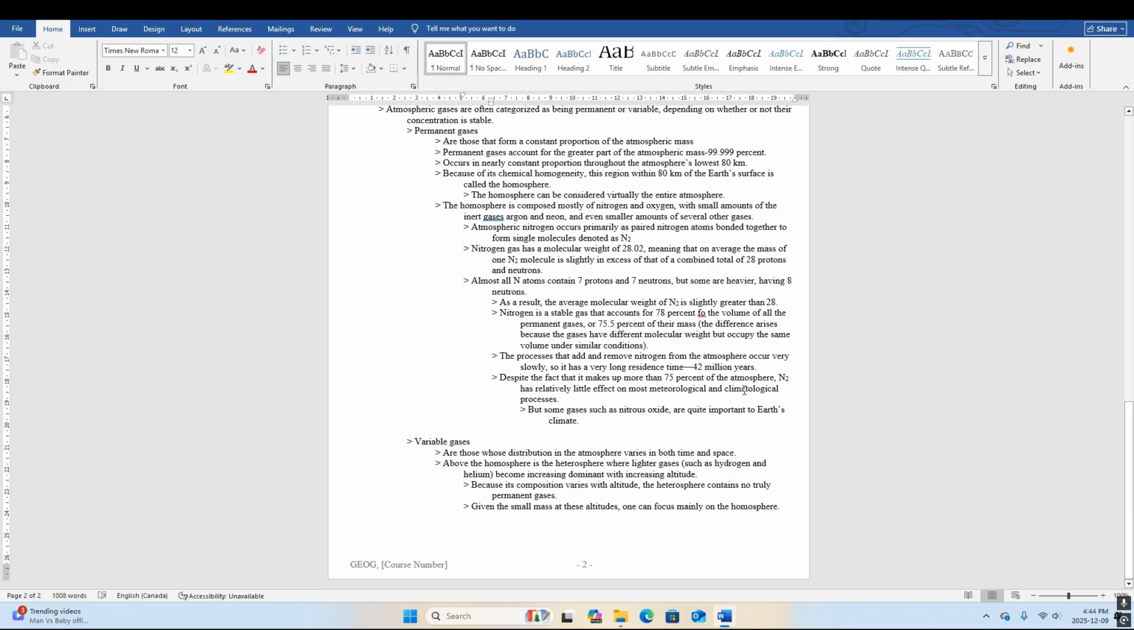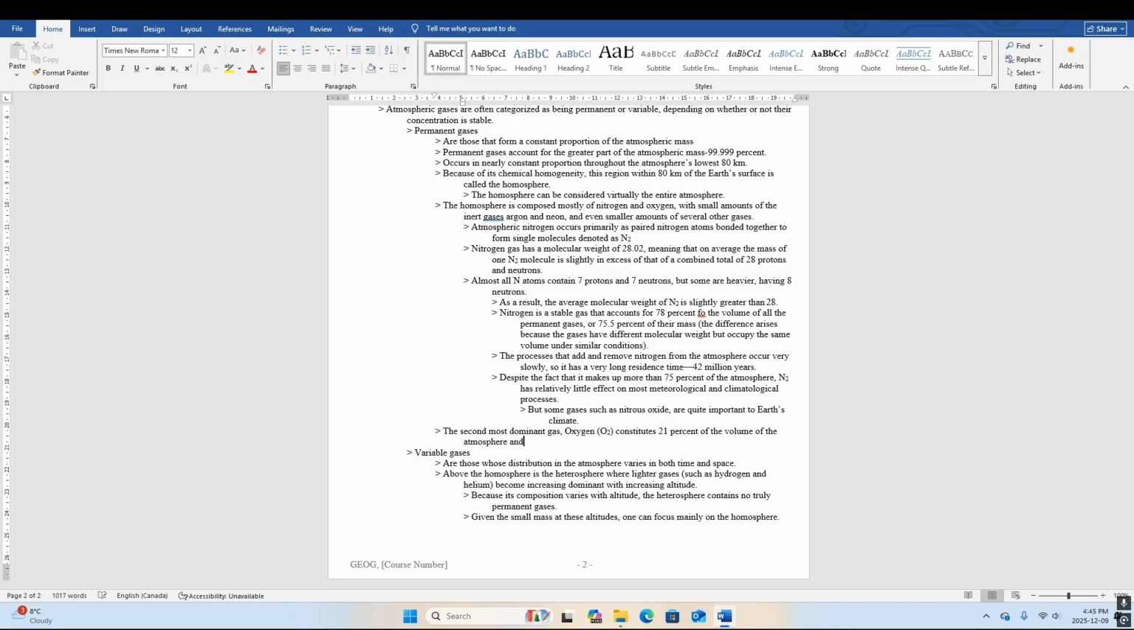Okay, we're almost done here. Bear with me. The second most dominant gas, oxygen, O2, again with the subscript. Oxygen constitutes 21% of the volume of the atmosphere and 20% of the mass.